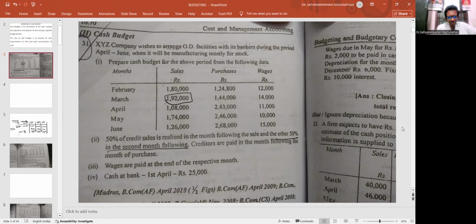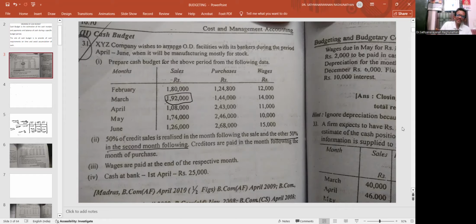Months February to June they have given. You are going to prepare the cash budget only for three months ranging from April to June, April, May and June. Now, three pieces of information they have given: sales, purchases and wages. As I told, in a cash budget there are two components available. One is the cash receipts, the other one is the cash payments.